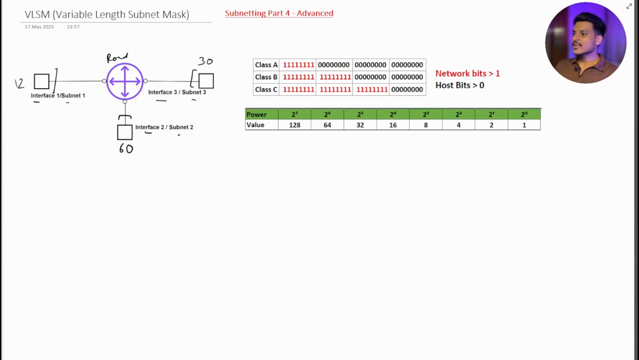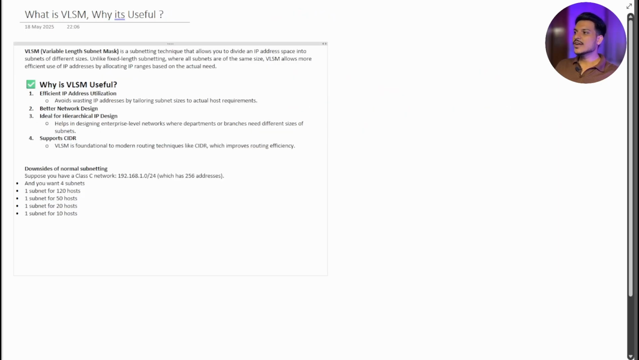The given IP for us is 196.20.20.0, which will be by default with /24 notation. So how can I divide this IP address and allocate different ranges on each subnet, ensuring that a minimum of IP addresses get wasted? To understand this, let's understand what VLSM is and why it is useful.